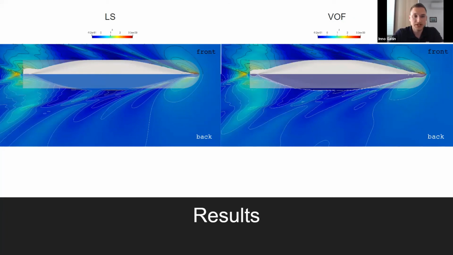What's important for overset simulations is to have these two wave elevation fields be as similar as possible on the forward and background grid, because this means that you are transferring the information back and forth in a correct way, which is very important to get the evaluation of the pressure forces on the hull accurately.